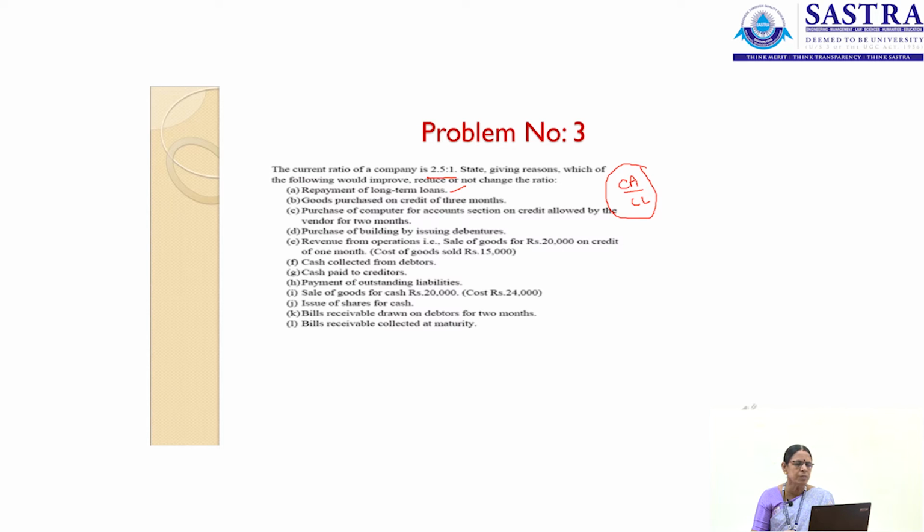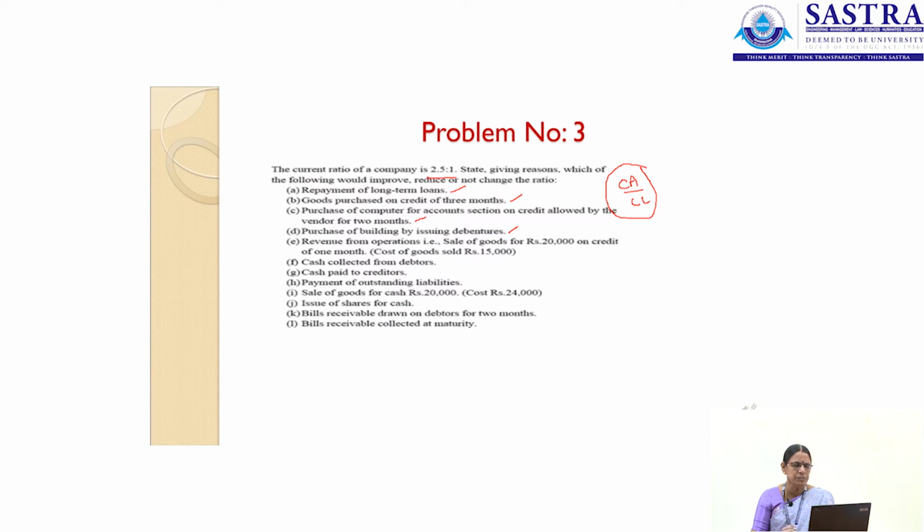Goods purchased on credit for 3 months. This current liabilities is going to increase. Purchase of computer for account section on credit allowed by the vendors. It will have an impact over the current liability. Then purchase of building by issuing debentures. So this is a transaction wherein we have the long-term liability and a long-term asset. That is your fixed asset. So we don't have any change in the current asset component or your current liability component.